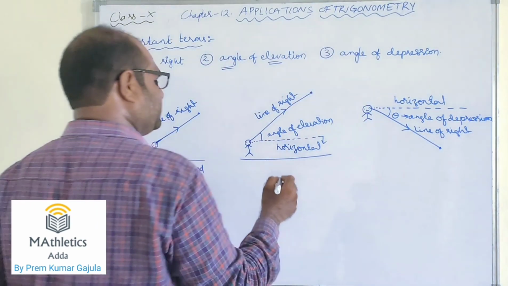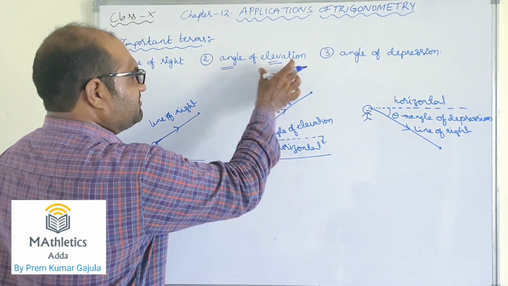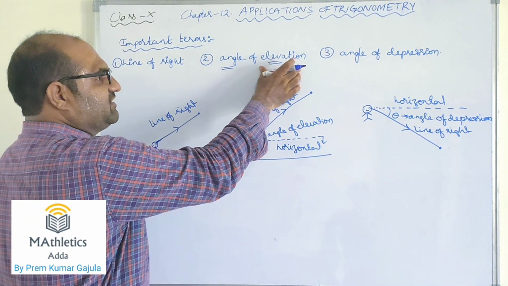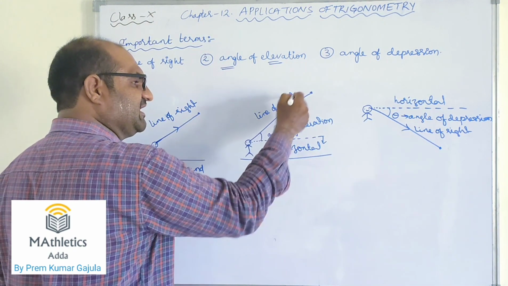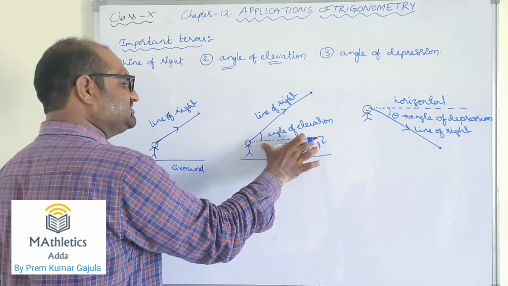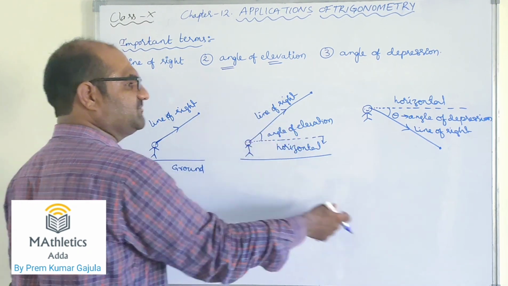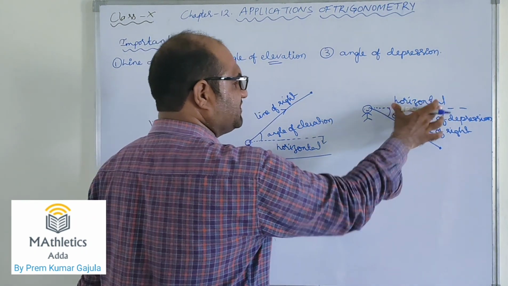Here you need to understand one main common thing in these two. Whatever the angle may be, whether it is the angle of elevation or the angle of depression, the angle should be formed between the line of sight and the horizontal. This is the line of sight and this is the horizontal, and the angle is formed between these two only. And here also this is the line of sight and this is the horizontal, and the angle is formed between these two only.